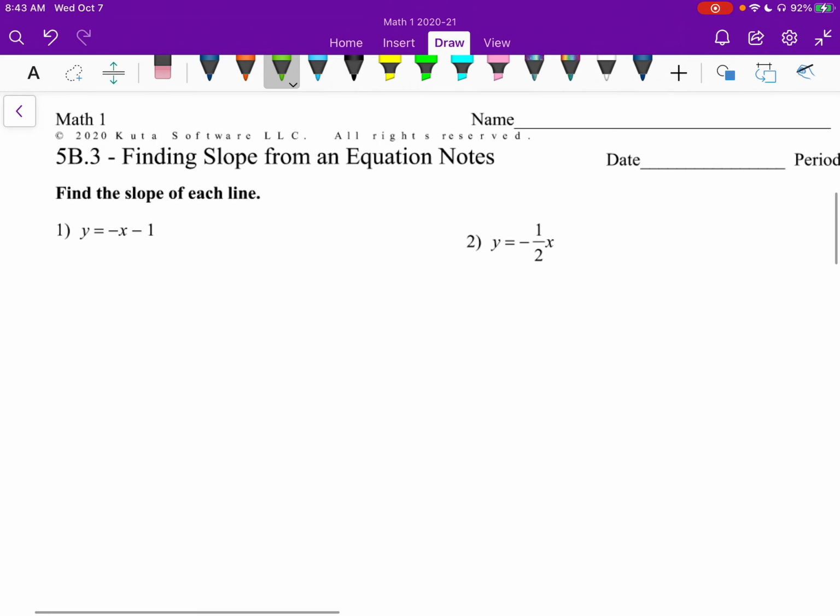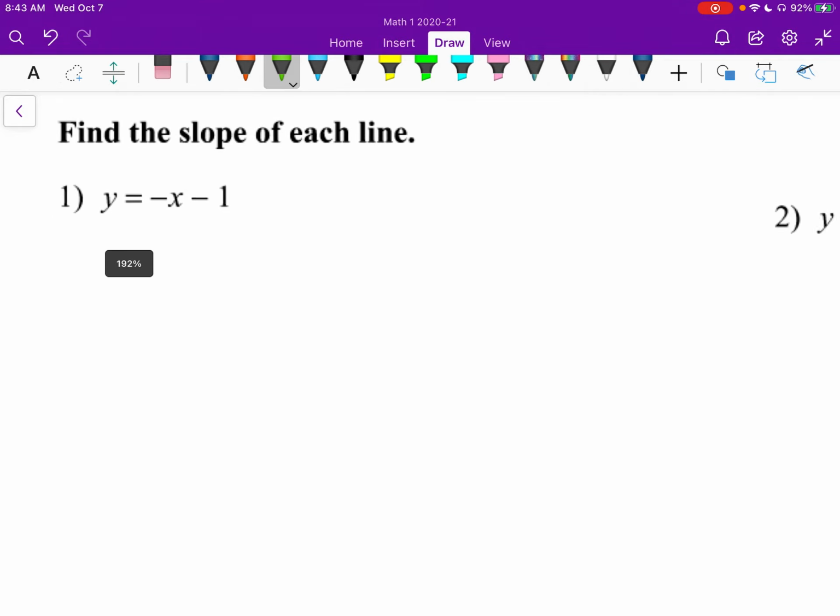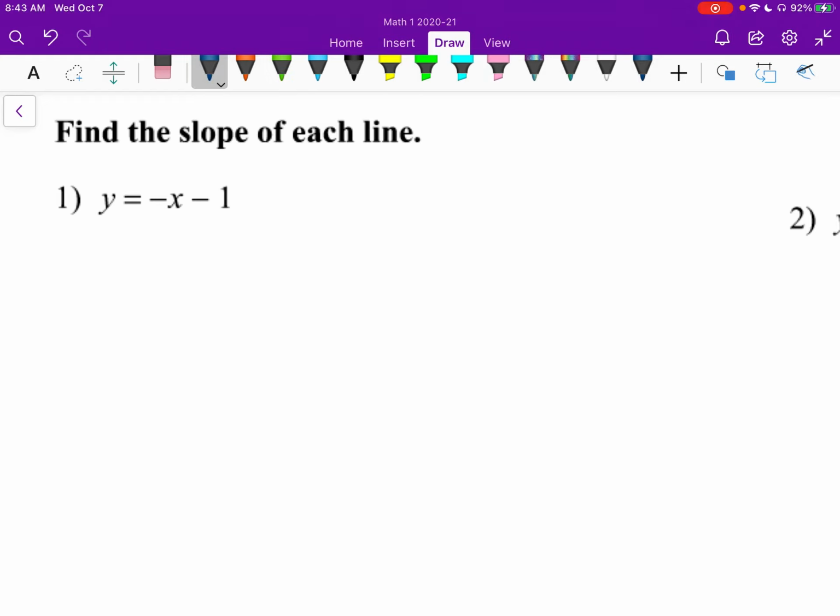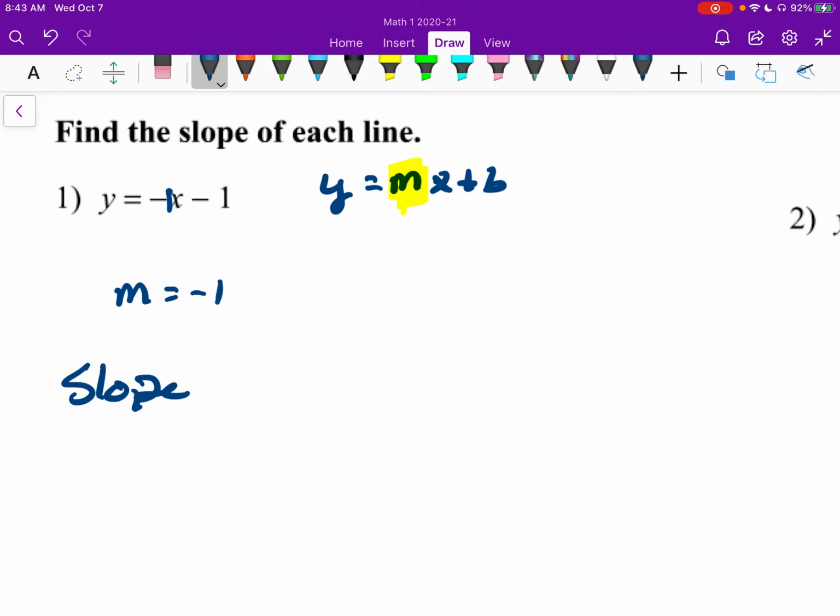Well, number one has a y equals, so it's probably going to be in slope-intercept form. Let's look. We've got y equals negative x minus 1. Well, that is slope-intercept form, and slope-intercept form, I'm just going to write here as y equals mx plus b. And we're wanting the slope, that's m. So right here we have a negative 1x. M is negative 1. So our slope is negative 1. And that's it. That's as easy as it can get.